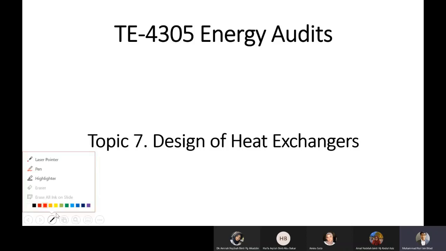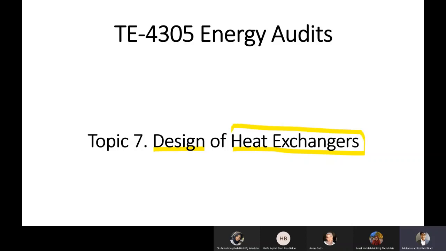The topic is quite specific, which is design of heat exchanger. Design involves a lot. First of all, we will learn about what a heat exchanger is: the type, the use, and so on. And then the next step will be about design.